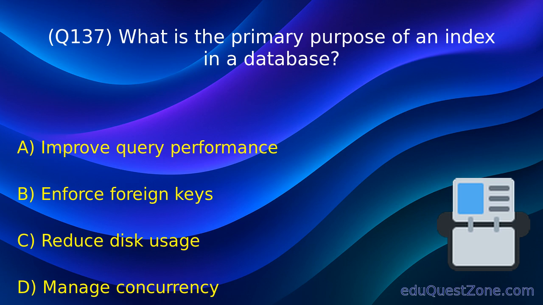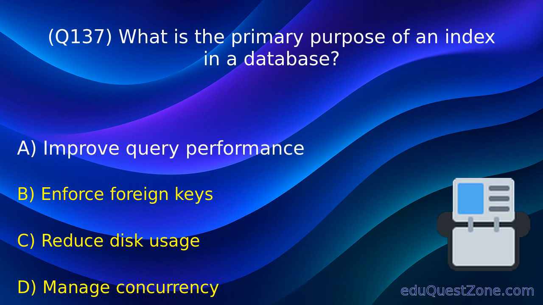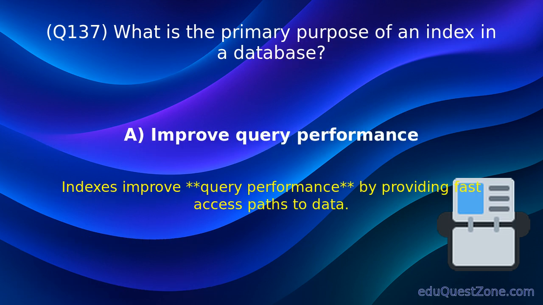Question number 137. What is the primary purpose of an index in a database? Option A, improve query performance. Indexes are used to speed up data retrieval operations in a database.